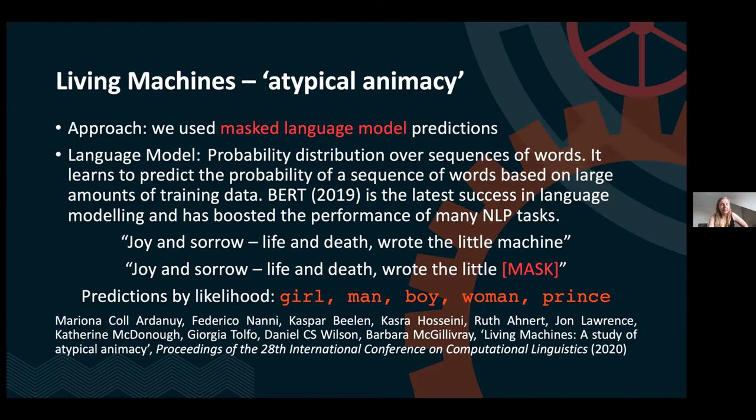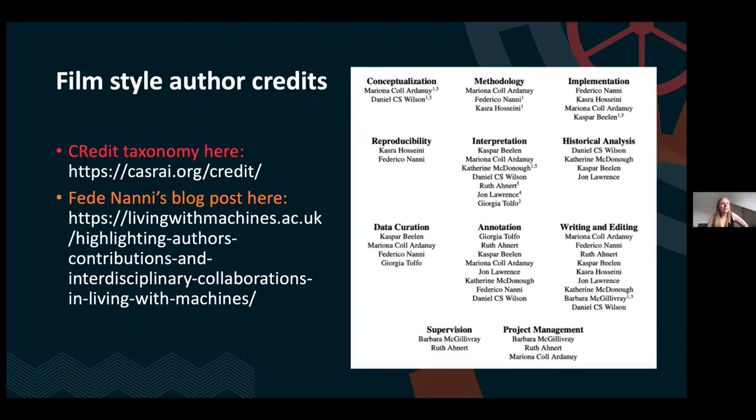What was really nice about this work was it gave us the first experiment of really thinking about how we assigned credit on the project. While it's not common in the humanities, lots of science and DH venues are now encouraging people to make very explicit statements of authorship contribution. And one of those is the CRediT taxonomy, which you can read about here, and which we decided to employ on the project with some tweaks. When we deposited our author version of this article on arXiv, and in the BL repository, we gave it a little cover sheet with these film style credits, which explains who did what in the collaboration. And Fede has written a lovely blog post about it, which you can find on our website.